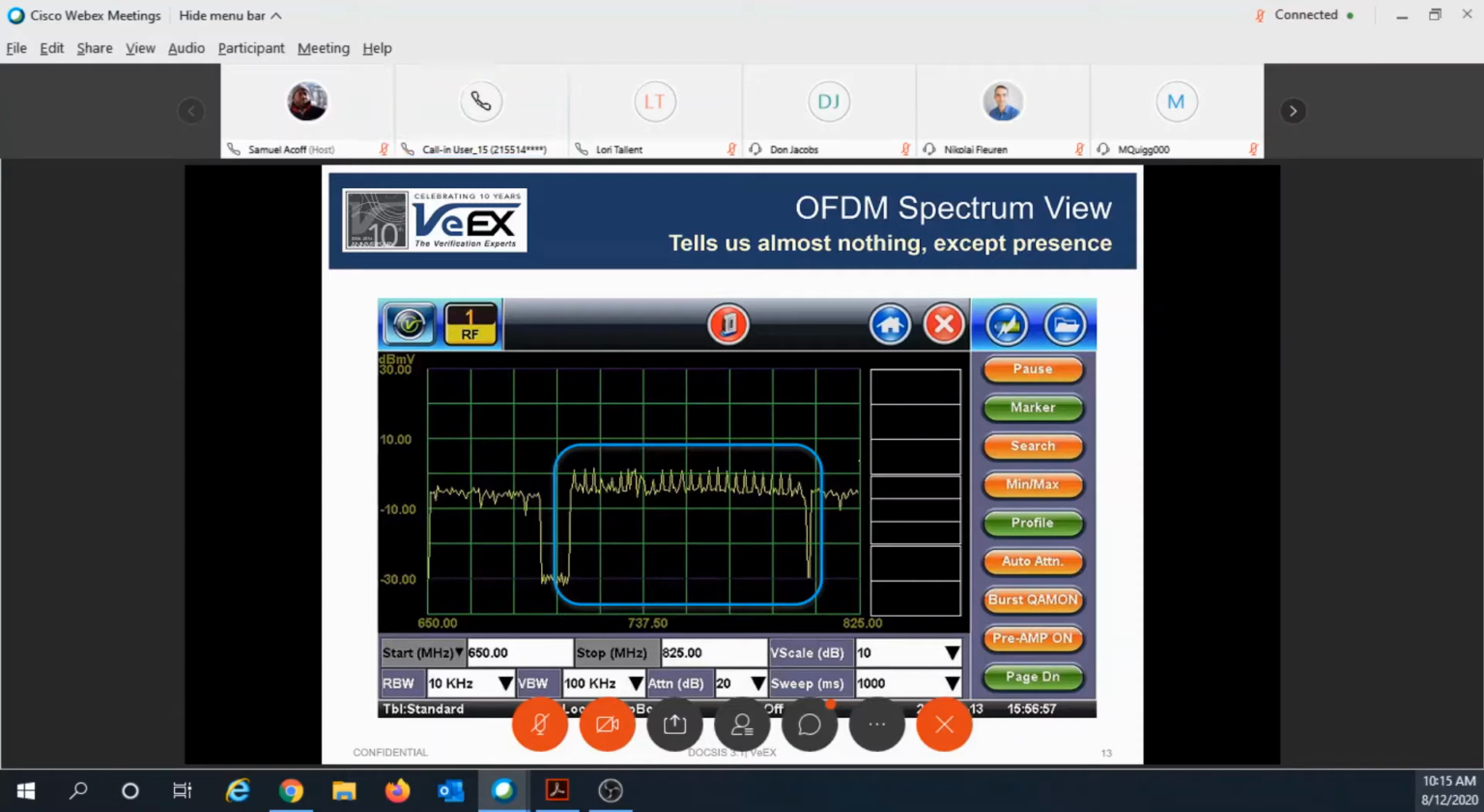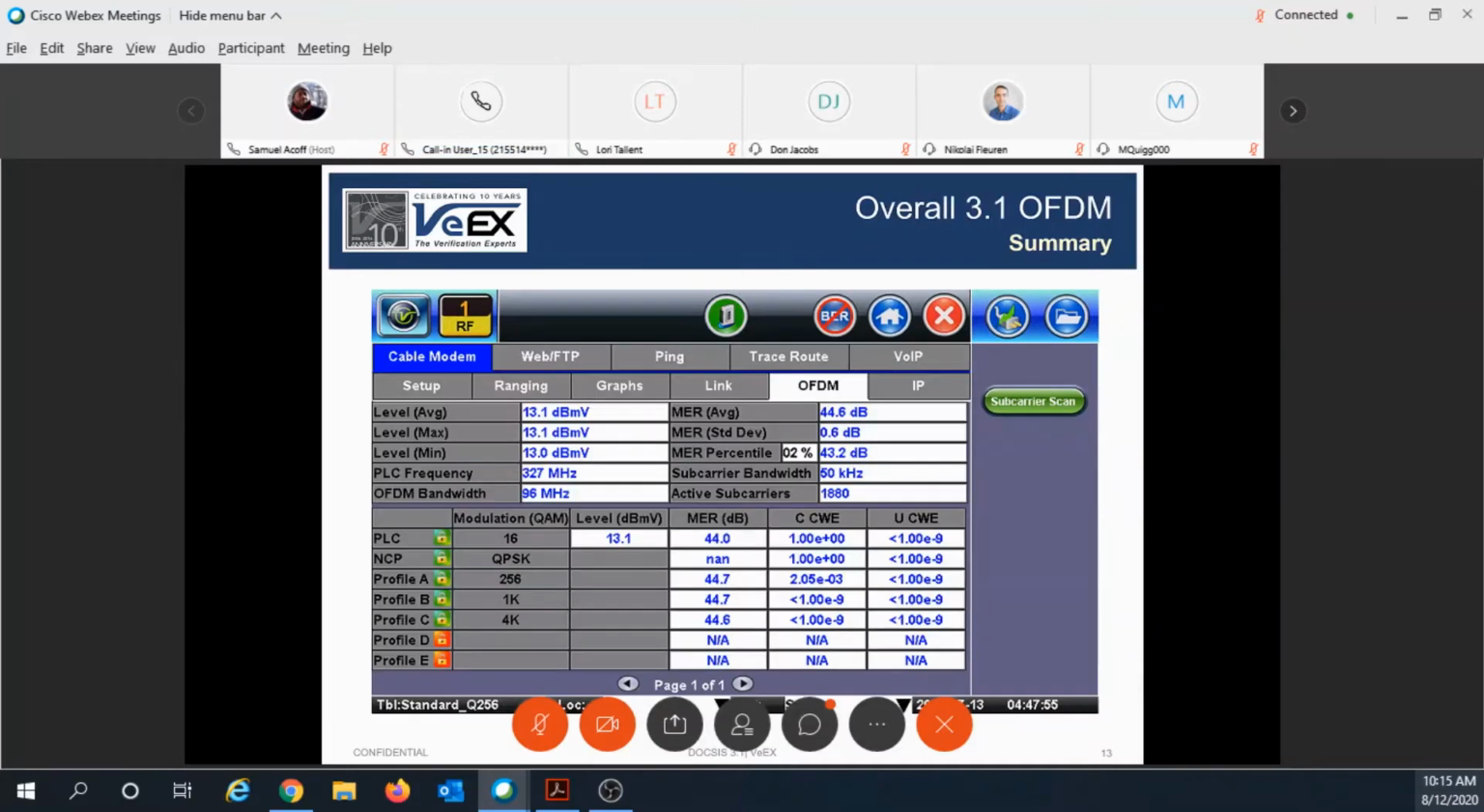So again, this is just a bigger zoom of carriers. What this screen provides is some basic information. Levels, min, max, and average of all the carriers that exist in that OFDM, whether it's 7,000, 3,000, whatever it is. And then the MERs of all those QAM channels. Since they're QAMs, we can derive MERs from those to start to look at signal quality and robustness of that OFDM carrier.